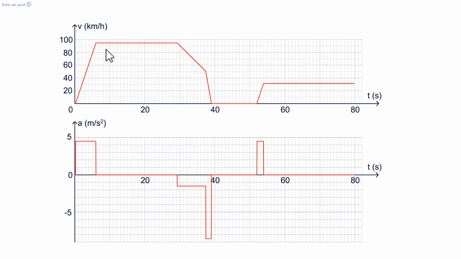When the velocity is constant, the acceleration is zero. It's a uniform motion. Negative accelerations exist. Here is engine braking. By operating the brake handles, the deceleration is even more important.